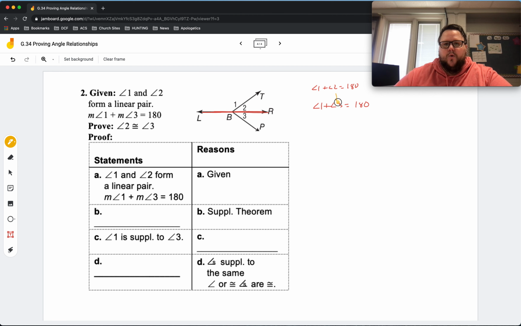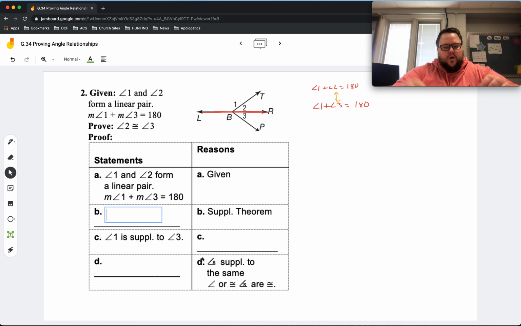So right off the bat, we know what we're doing. We want to show that angle 2 is equal to angle 3, and we can cross out the angle 1s, cross out the 180s, and we're left with just angle 2 and angle 3. Angle 2 equals angle 3. So they list everything that's given. Angle 1 and angle 2 form a linear pair, and the measure of angle 1 plus the measure of angle 3 equals 180.